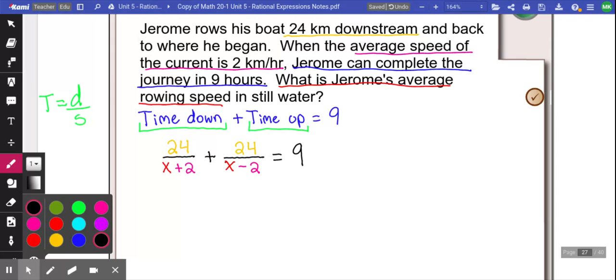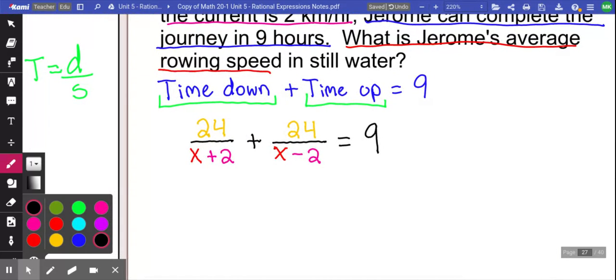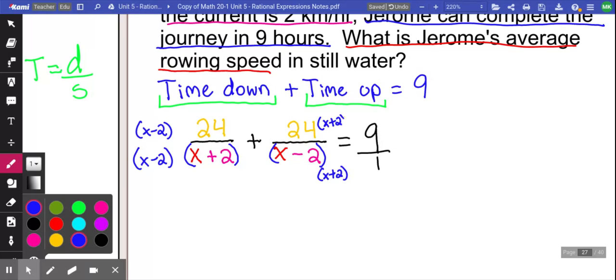Building the equation is almost always the hardest part. Once you have that, you can solve it by getting common denominators. Remember that 9 needs to have a denominator too. So I put brackets around these things to remind myself they're packages. That means this one needs an x minus 2, top and bottom. This one needs an x plus 2, top and bottom. And this one needs both.